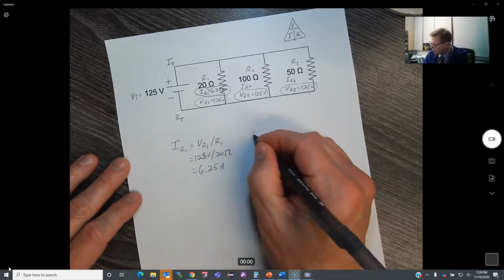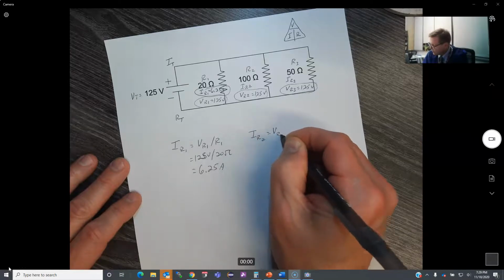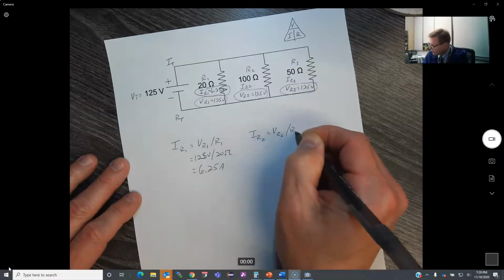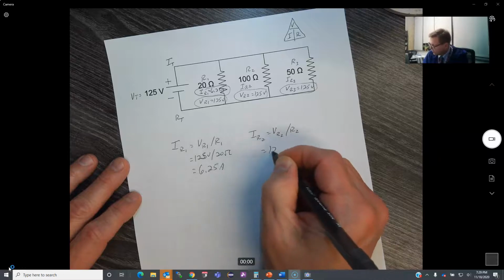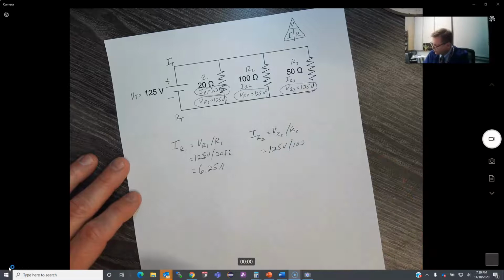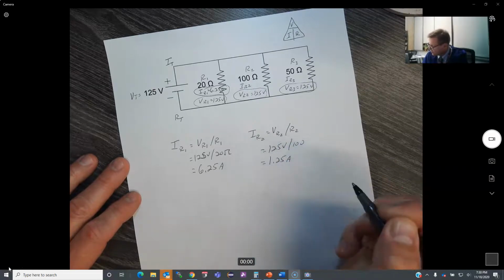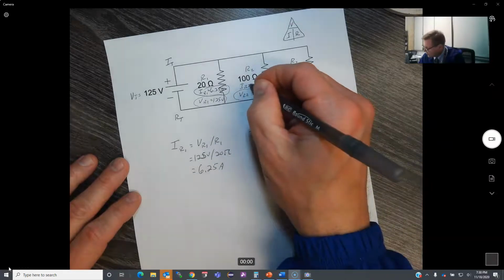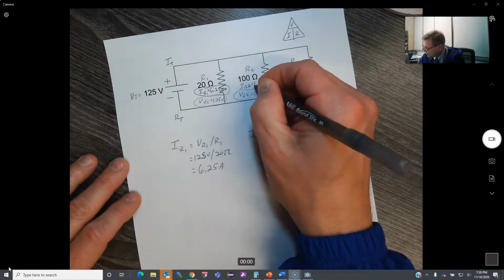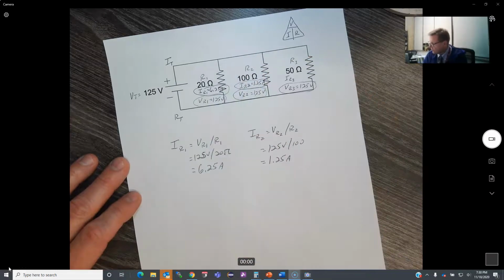Now I want to calculate my current at resistor 2. Again, that's the voltage at resistor 2 divided by resistor 2. So 125 volts divided by 100. What does that equal? 1.25 amps. So there you go. This one at position 2 is equal to 1.25 amps. We got that one solved.